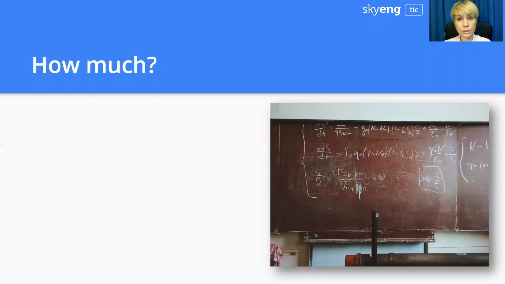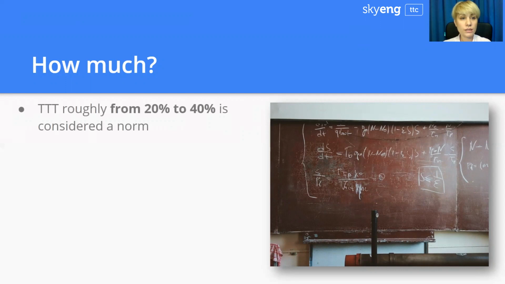How much TTT is considered to be a norm? Actually, roughly it is from 20 to 40%. But here I'd like to note that it doesn't mean that if the teacher talks 20%, the student talks 80% of the time. We have got the third part here, and it is silence.